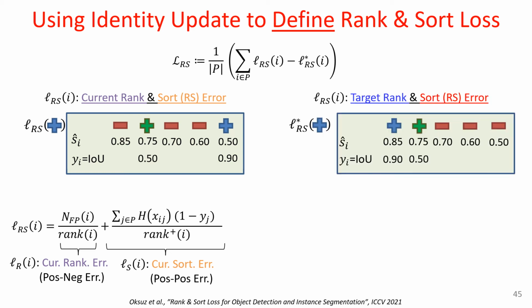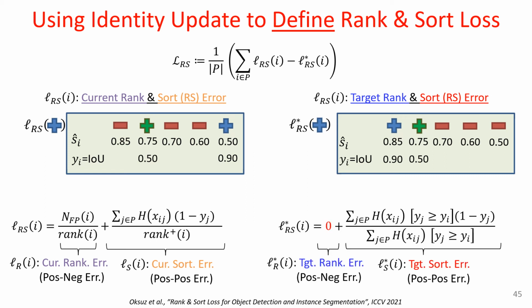Our target on each positive is to rank all positives above negatives, and at the same time sort positives with respect to their localization qualities. The RS error in that target ranking yields the target error. As a result, the target ranking error is always 0, but target sorting error can be non-zero.